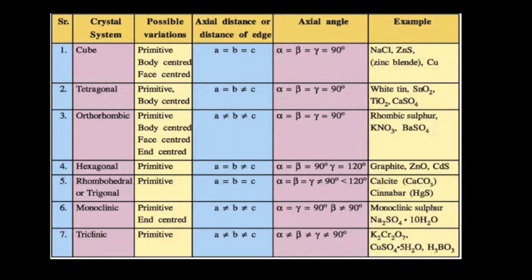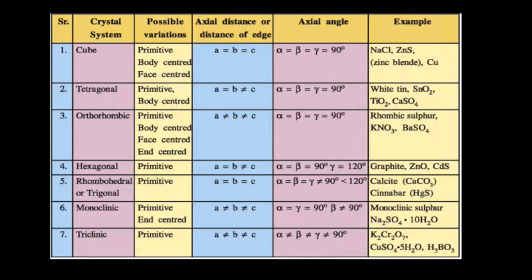Second, tetragonal crystal system. Possible variation, primitive, body-centered. Fourth column, axial distance or distance of the edges. A is equal to B not equal to C. Axial angle, alpha is equal to beta is equal to gamma is equal to 90 degrees. Example, white tin, SnO2, TiO2, CaSO4.